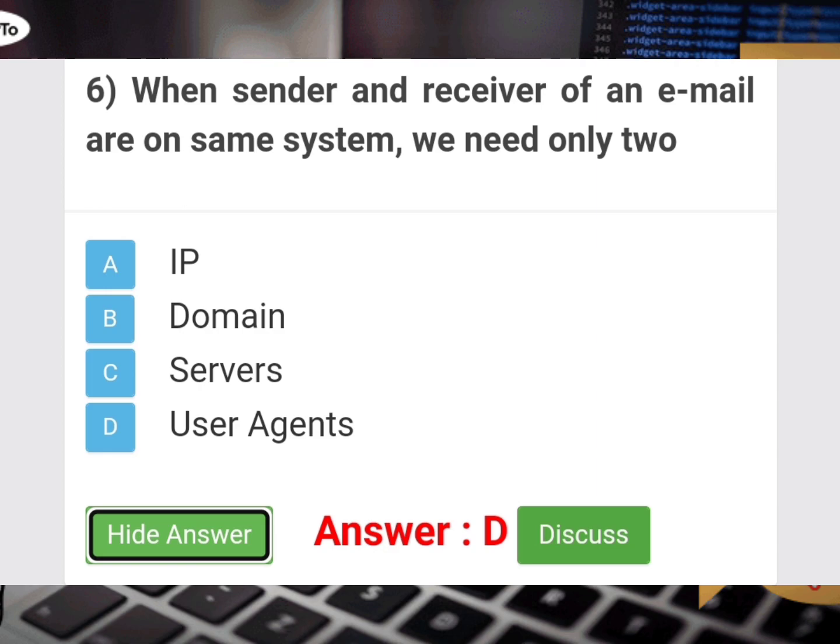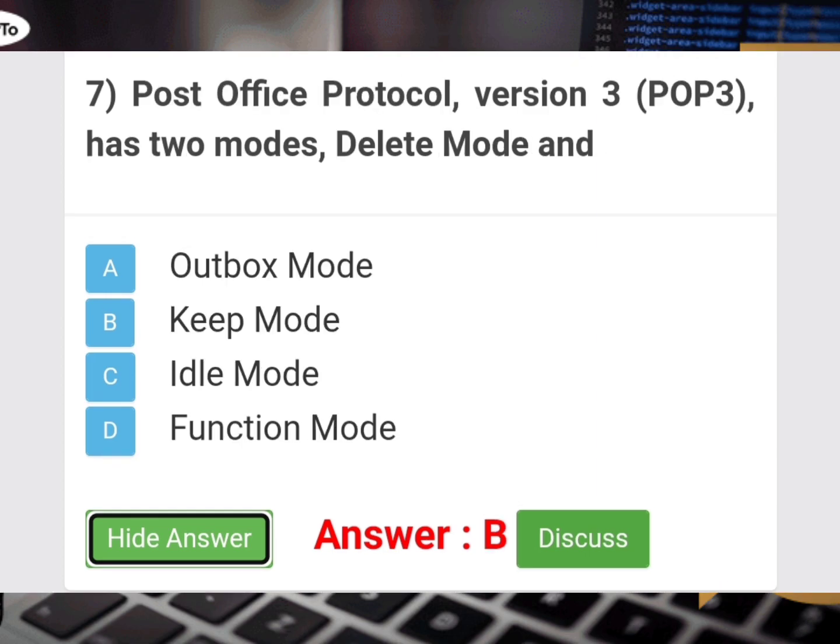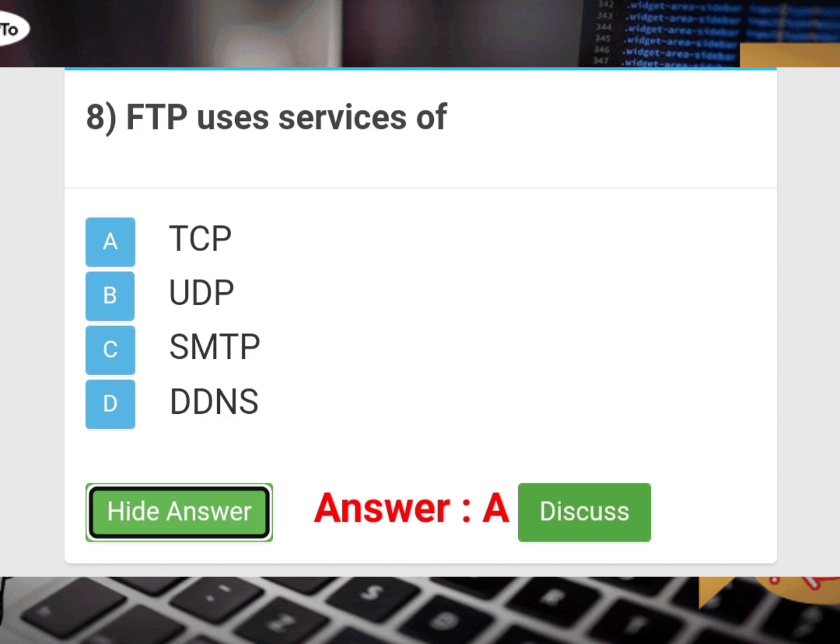When sender and receiver of an email are on same system, we need only two, answer D, user agents. Post Office Protocol version 3, POP3, has two modes, delete mode and answer B, keep mode. FTP uses services of answer A, TCP.